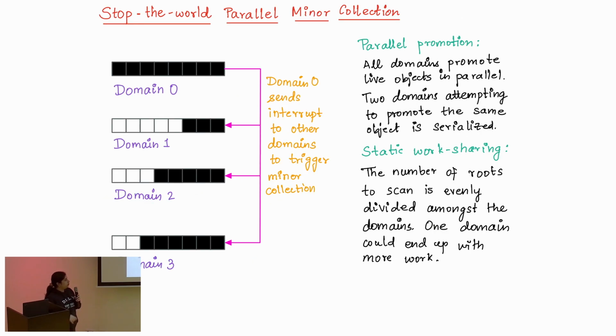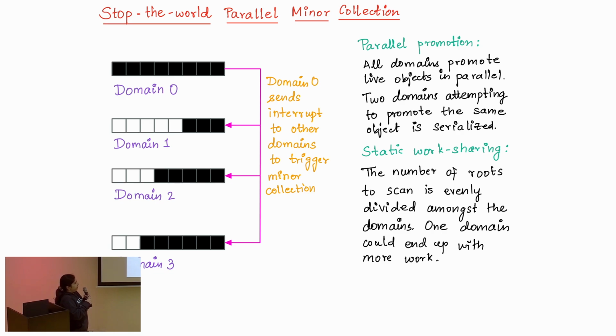This is what I mean by that. Let's say my domain 0 is full, but there is still space left in my other domains. What happens here is domain 0 is going to send an interrupt to all the other domains saying, stop whatever you're doing and start minor collection. So minor collection happens in parallel in all of these domains. All of these domains are going to promote their live objects to the major heap. There are some neat tricks to make sure that they're serialized.